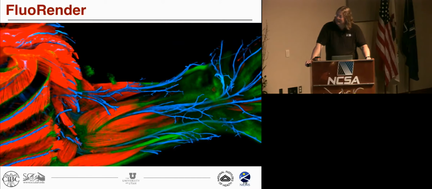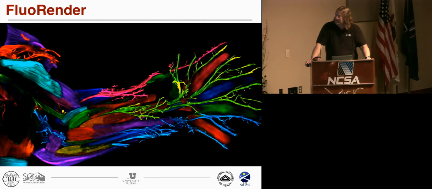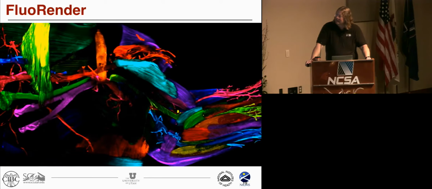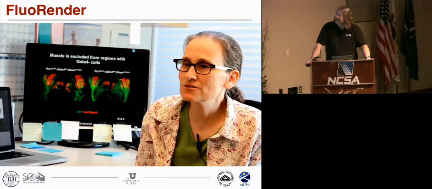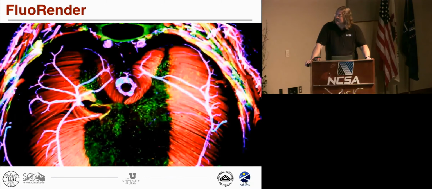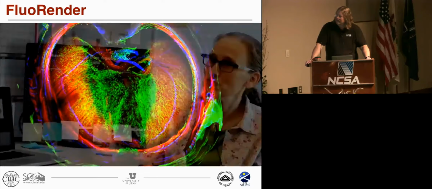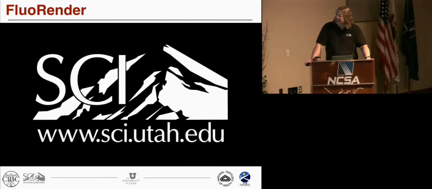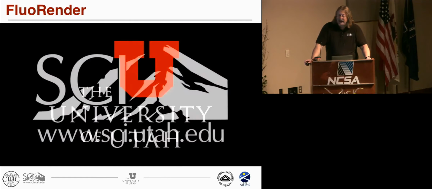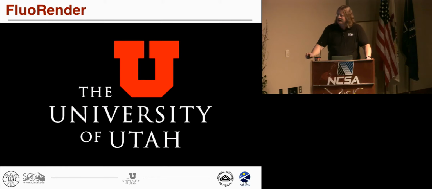We're using it to image developing limbs and developing diaphragms, which are very complex three-dimensional structures. So I would say that we would be unable to do any of our work unless we had FlowRender. That's what we like to hear from our collaborators.